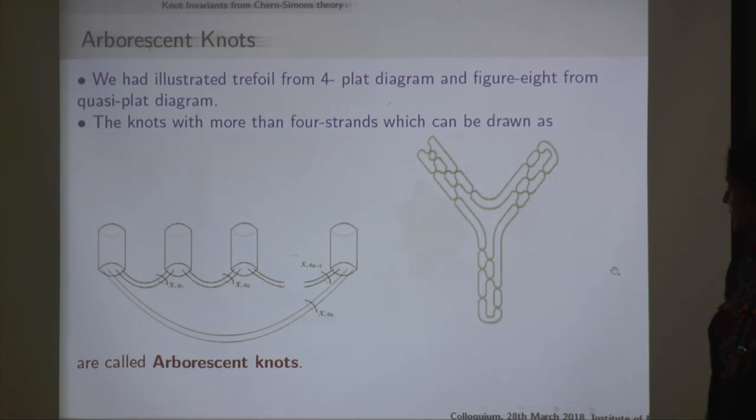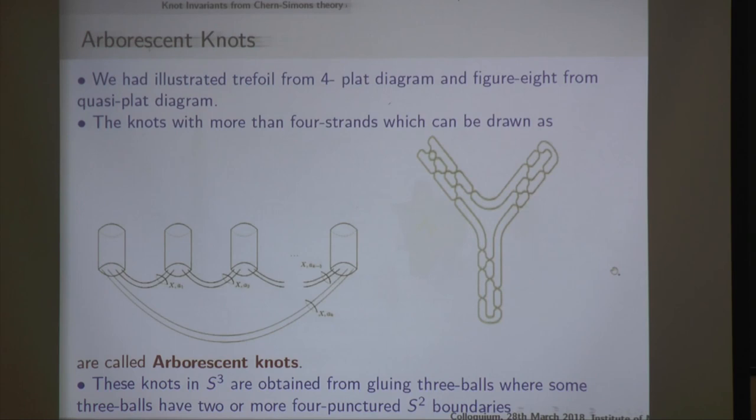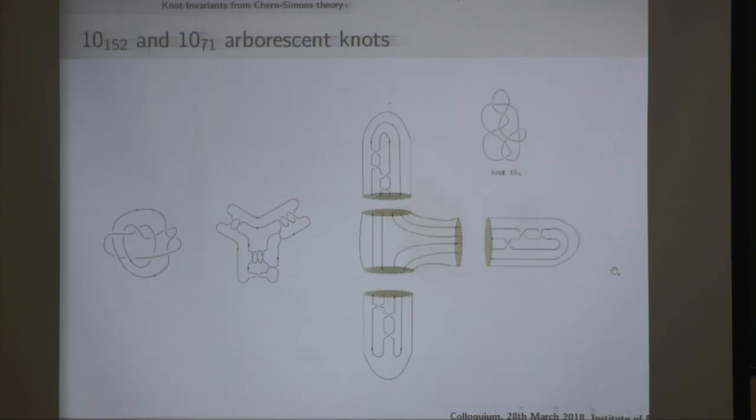Yeah. Even this, at the very bottom, if I cut it, it looks like a four strand down here. That's right. So here, what is happening is the computation becomes much more simpler. I'll just show you, highlight it, and then you will appreciate what I'm saying. Essentially, as you have already said, this can be obtained by gluing three balls, but some three balls will have two or more four punctured S2 boundaries. So for example, if you see this diagram, you can try and redraw it. This is 10-152. You can try and redraw it in this fashion.